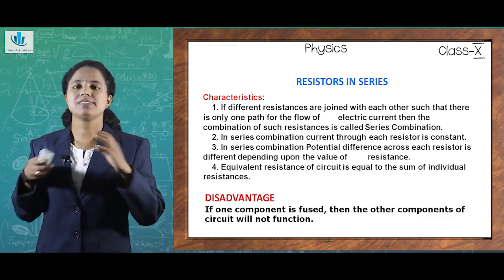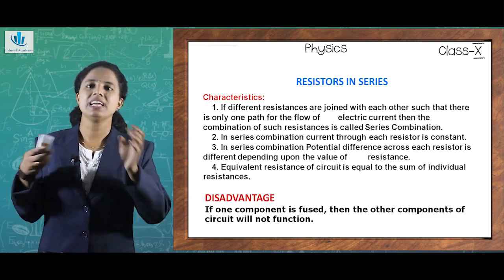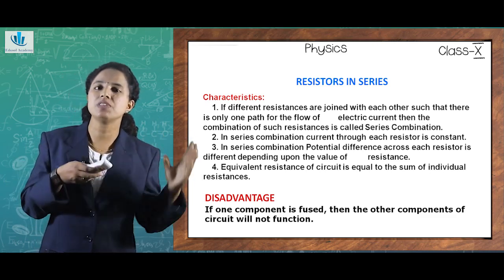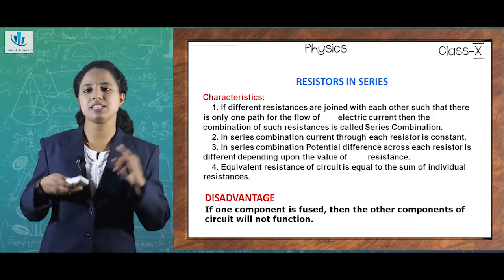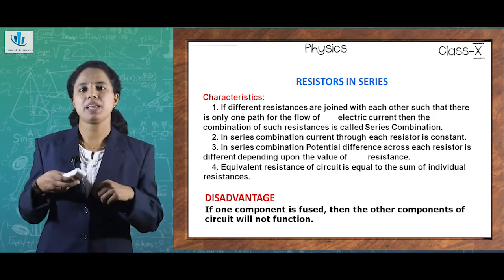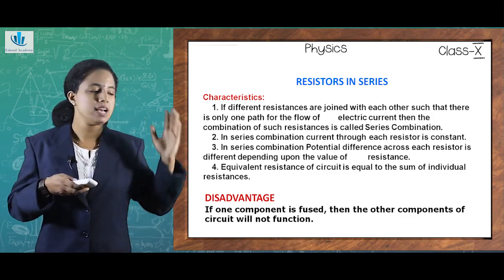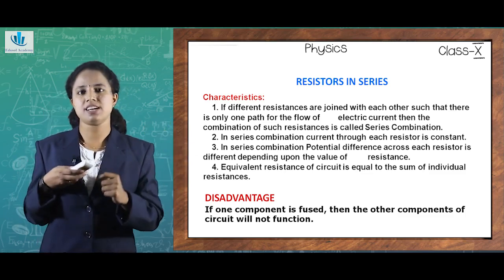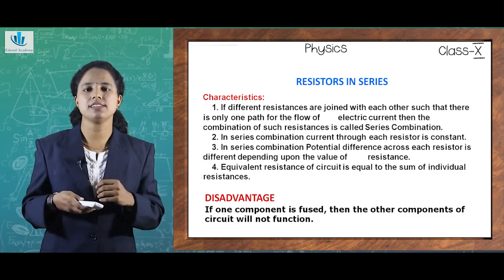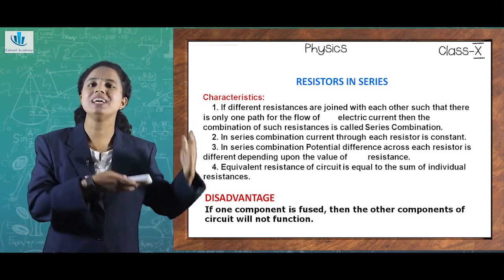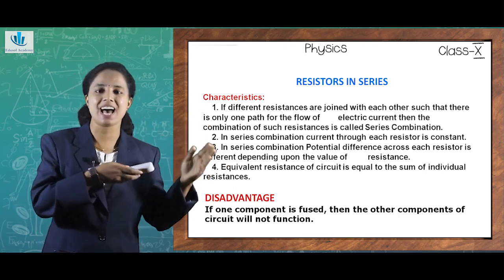Also in a series combination, the potential difference across each resistor will be different depending on the value of the resistance. So the current will be constant, but the potential difference across each resistor will be different. And you can see the equivalent resistance of the circuit is equal to the sum of the individual resistances. So Rs equals R1 plus R2 plus R3.